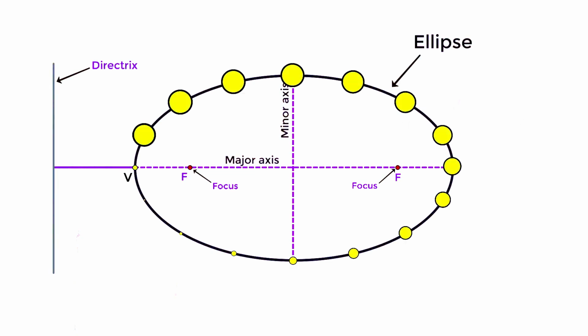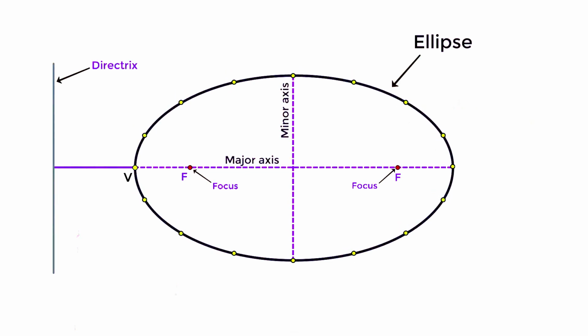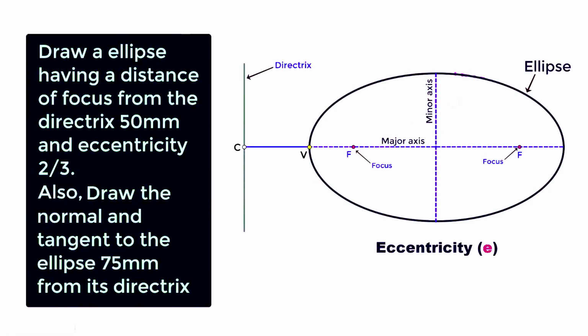Each point on a curve is at a specific distance. This distance is given by eccentricity. This intersection point we will name as C. These are the important points for drawing the ellipse. Here are the instructions for drawing an ellipse. Draw an ellipse, having the distance of focus from the directrix 50 mm and eccentricity 2/3. Also, draw the normal and tangent to the ellipse 75 mm from its directrix.